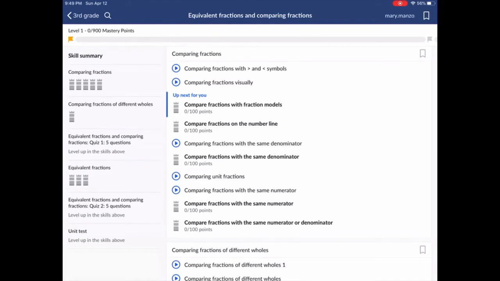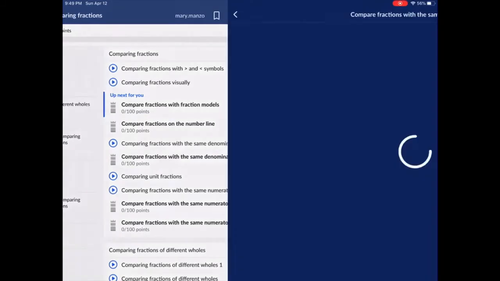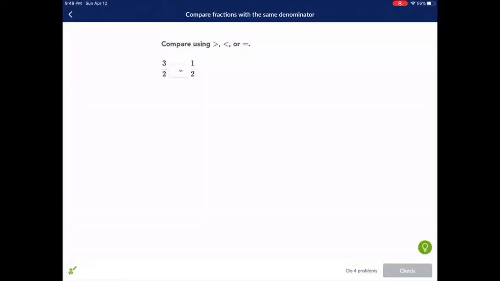Okay. Let's look at some more. So we have comparing fractions with the same denominator. Make sure you watch that video before you jump into it. Let's jump into it ourselves. Okay, so here we go again. Same thing it's been asking us, but it doesn't have anything for us to work out, so we can work it out ourselves. You could draw a picture if you need to, or use a number line, or you can just kind of look at it and know.